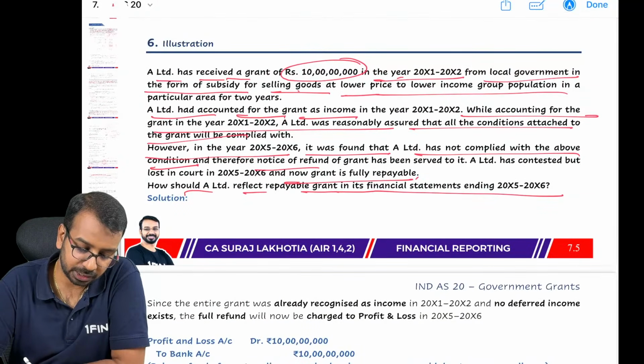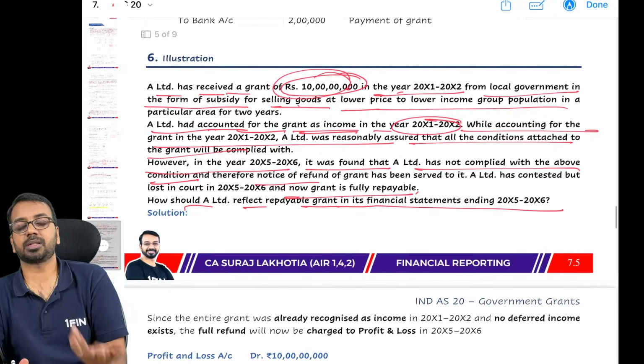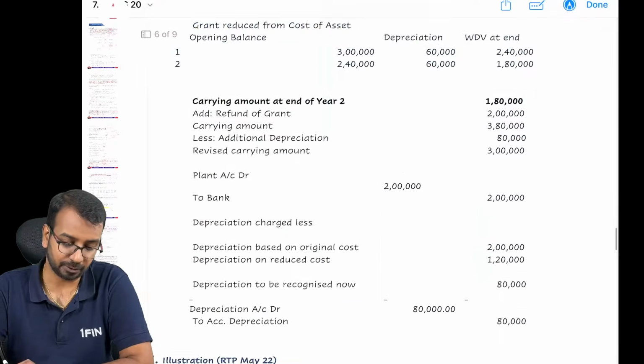So here, they have received and they have accounted for the grant as income in year 1, year 2. Now if you refund, what happens? When you refund, you have to debit in the P&L.